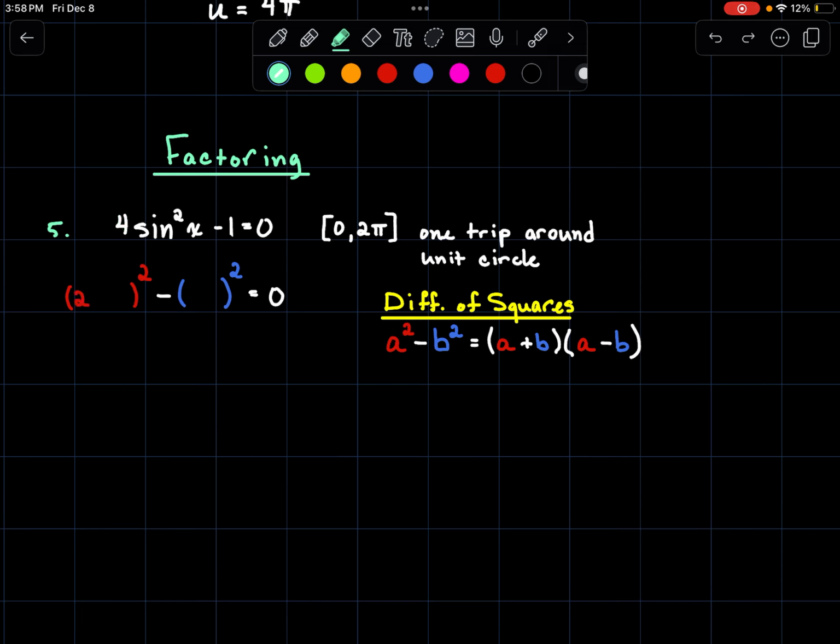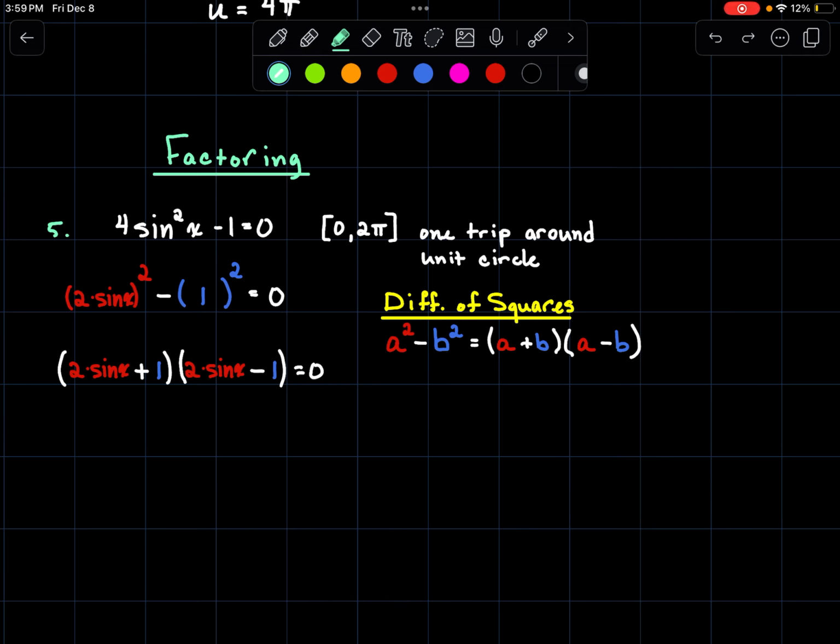And what would I have to raise to the second power to get sine squared? That would be sine. And in the second parenthesis, what do I have to raise to the second power to get positive 1? That would be 1 itself. And reason being, what I have in red would be my a, what I have in blue would be the b, and I get to substitute those two pieces into the factored form. So this would factor into 2 sine plus 1 times 2 sine minus 1.